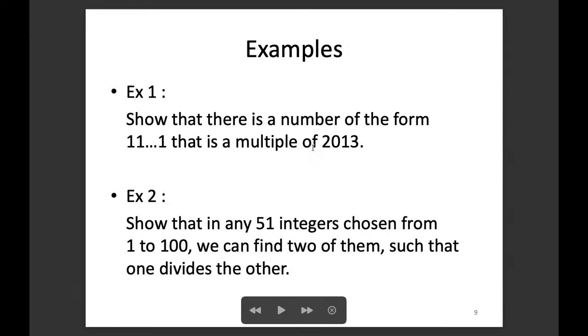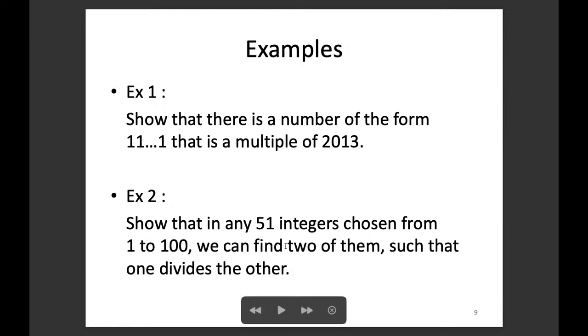So we can also change this example slightly: we can show that there is a number of the form 1, consisting only of ones, that is a multiple of 2021. So this is also true. Yeah, how do we show this? Check out the OCW recording.